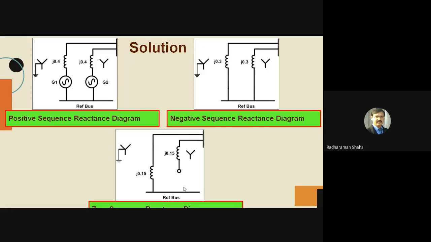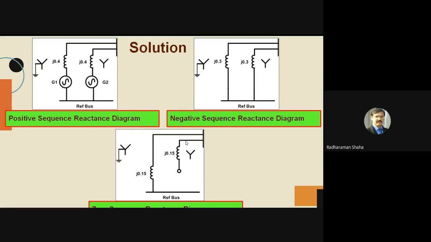Please draw all these three diagrams. Then we will calculate one by one Z1 from this positive sequence reactance, Z2 from this negative sequence reactance and Z0 from this zero sequence reactance. So please draw this diagram. Once we are done with this diagram, then we will calculate Z1, Z2 and Z0. Once we are done with the calculation of Z1, Z2 and Z0, then we can calculate the fault current accordingly.